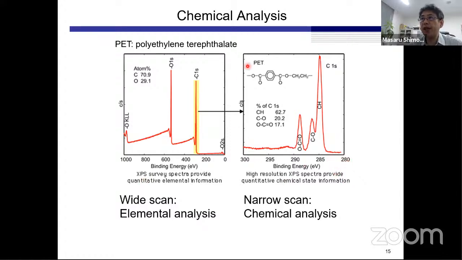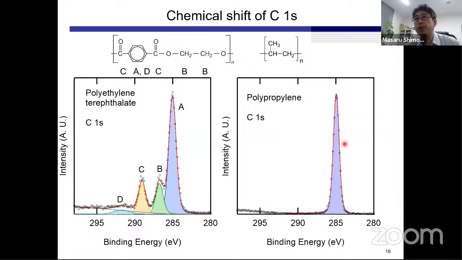Then the right hand side is a narrow scan result. It's a chemical analysis. Expanding here, its range is 280 to 300, just 20 electron volts. That means only near the carbon 1s peak. And there are several peaks like this. I'll explain by following a picture. This is the same feature, the XPS of polyethylene terephthalate. There are actually four peaks.